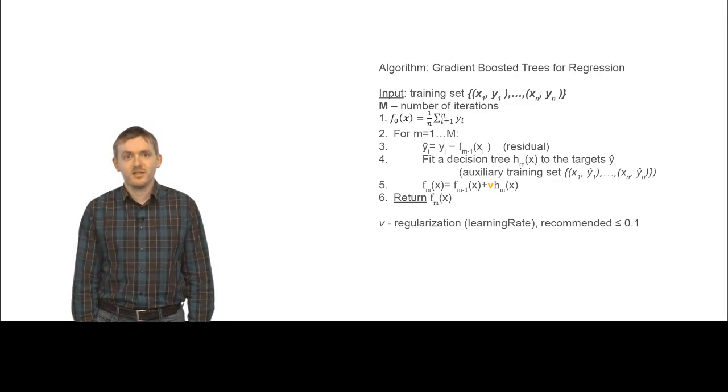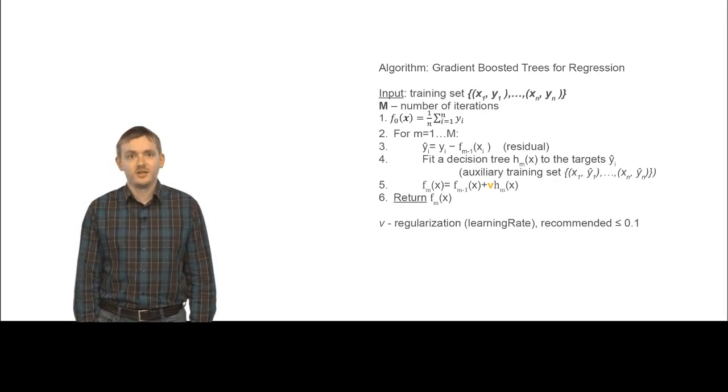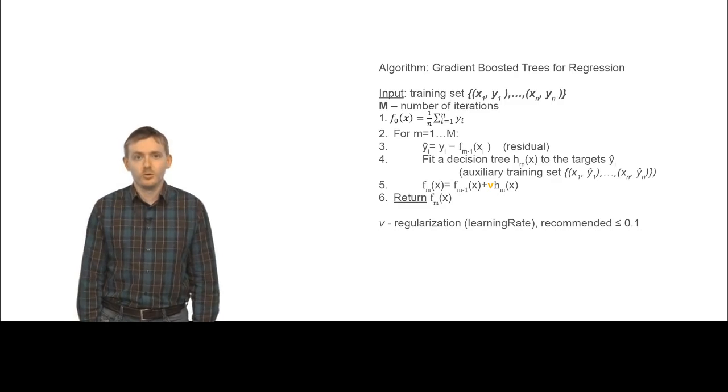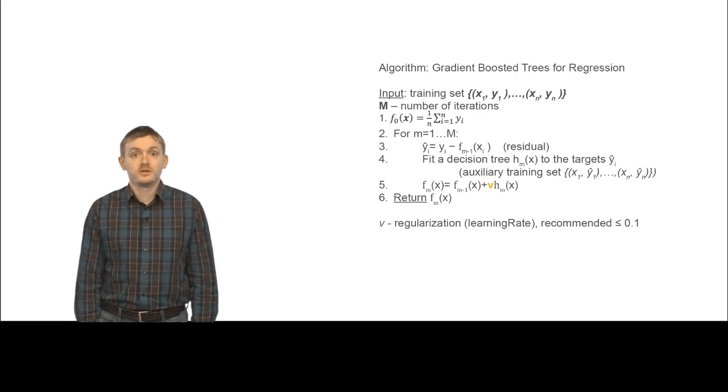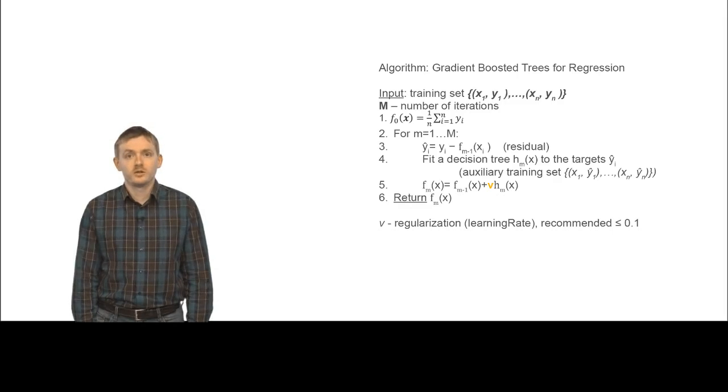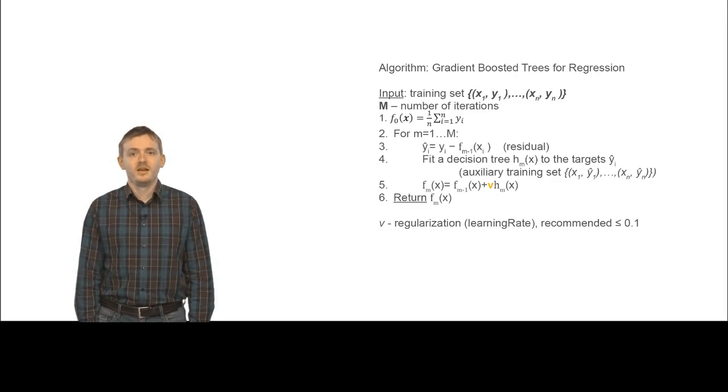And finally, at step number 5, you add this decision tree to the composition. But you multiply it by a constant nu, which is called the regularization or learning rate. This constant is recommended to be small, and particularly less than 0.1.